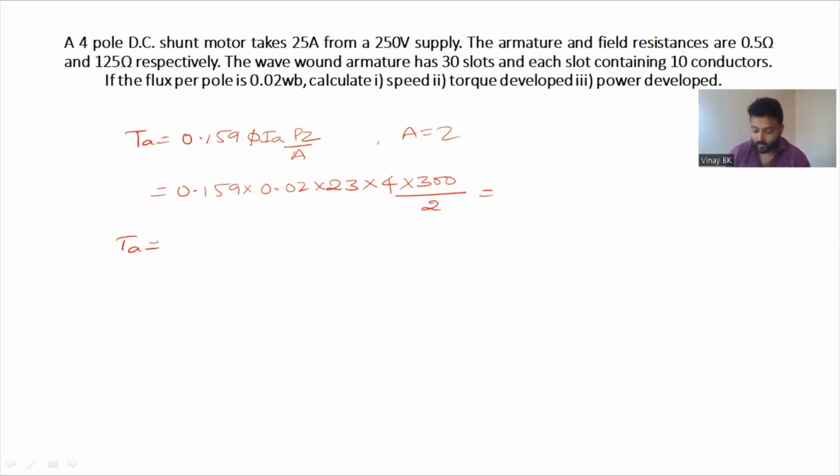So you can get 0.1595 into phi, which is 0.02, into 23 into 4 into 300 divided by A equals 2. And the answer is 43.884.